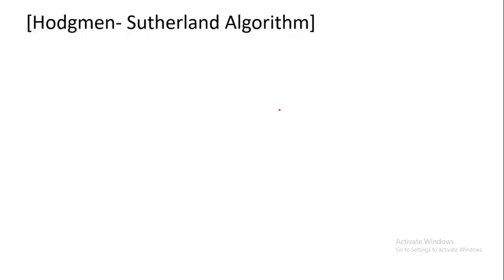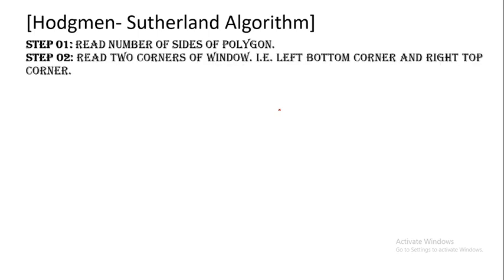The Sutherland-Hodgman algorithm, at the very first step, is supposed to read the number of sides and number of corners of the polygon. That means step number one, we have to read the polygon. You know how to read the polygon. You have to read it in sequence, either clockwise or anti-clockwise. And then we're supposed to read the corners of the window, and you have to read the boundaries of the window. The sequence should be left.